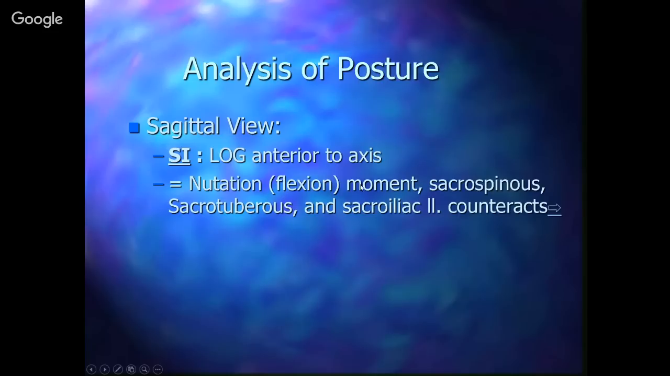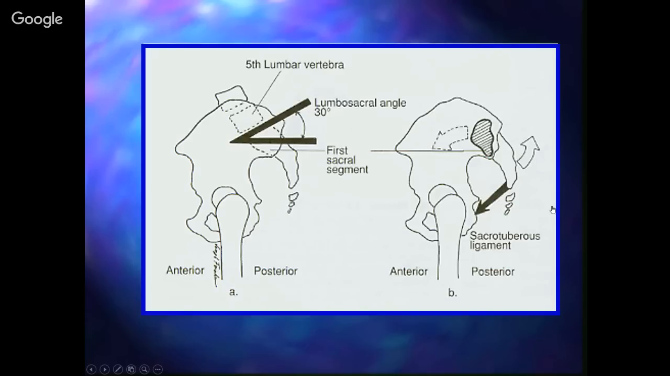Notice I don't need musculature again. Another great opportunity: sacrospinous, sacrotuberous, sacroiliac ligaments. So ligaments that run from the sacrum to the ischial spine, sacrum to the ischial tuberosity, sacrum to the ilium. They counteract this opportunity for us.